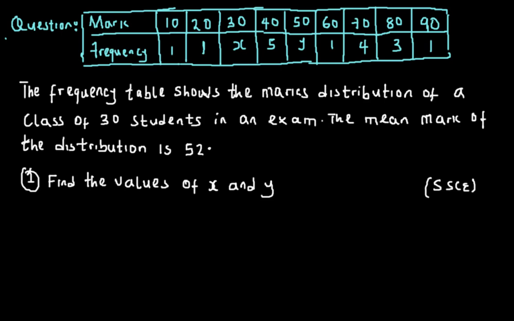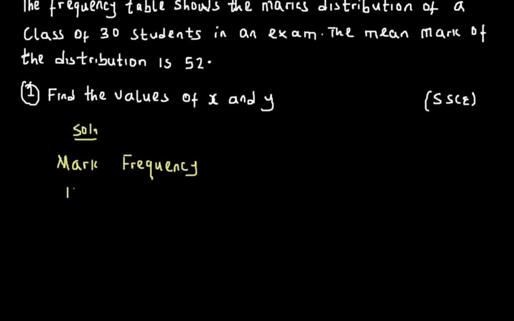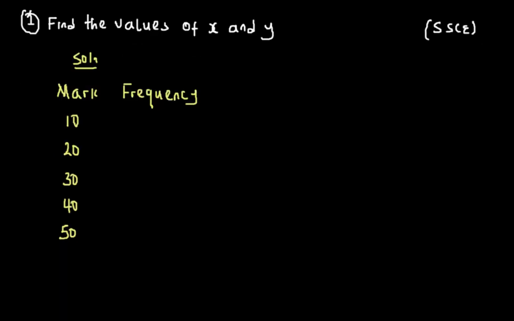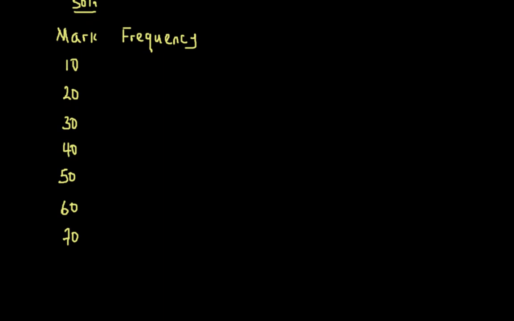Now, what I mean by that is that we are going to be having mark, and then we are going to be having frequency. Does this make sense? So mark, we have 10, 20, 30, 40, 50, 60, 70, 80 to 90. So we can have 10, 20, 30, 40, 50, 60, 70. Then we have 80, then 90.